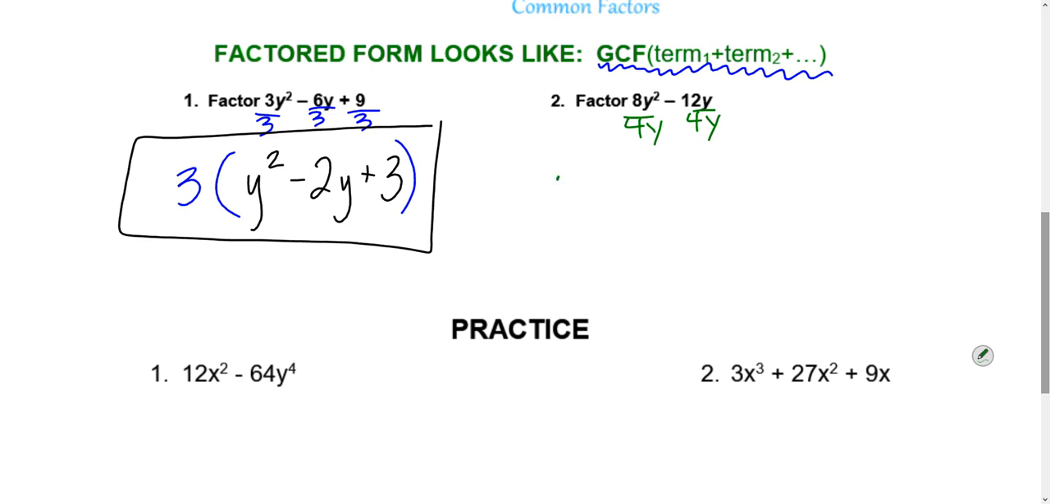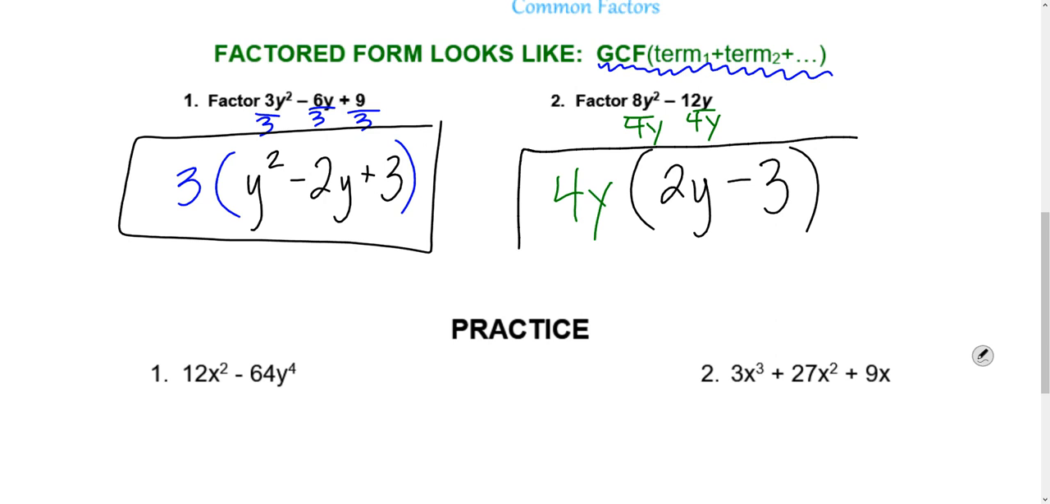So to write the final answer, we just put 4y in the front, and then we put the result to that division problem in the parentheses. If this has 2 terms, inside the parentheses should have 2 terms. So this gives me 2y minus 3. And that's our answer.